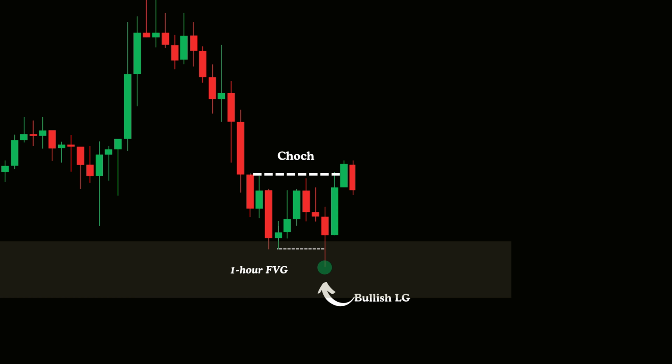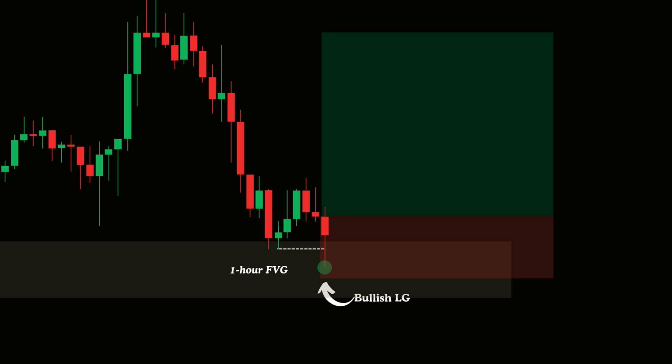If this move also breaks a short-term bearish structure, it adds confirmation by forming a change of character. At that point, it's time to enter the trade. Set your stop loss just beneath the low of the liquidity grab, and place your target at the next significant level ahead of price on the higher time frame.